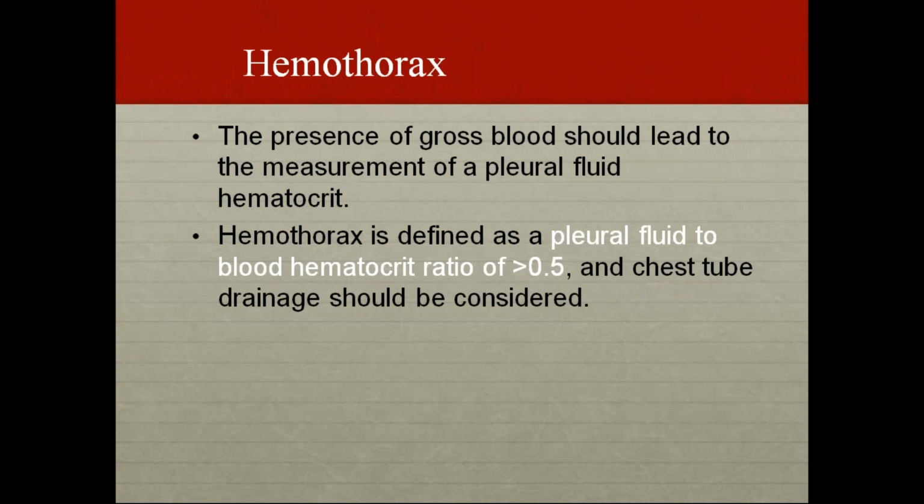Hemothorax. The presence of gross blood should lead to the measurement of pleural fluid hematocrit. Hemothorax is defined as a pleural fluid to blood hematocrit ratio of more than 0.5. Very important. You have to remember that. Pleural fluid to blood hematocrit ratio more than 0.5. And chest tube drainage should be considered.